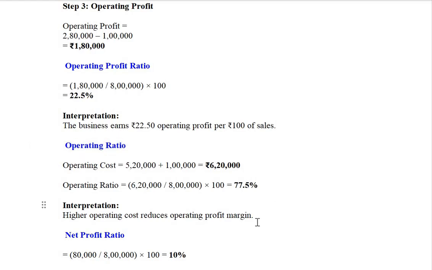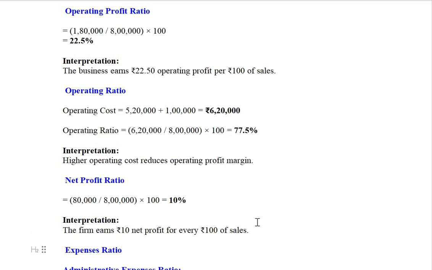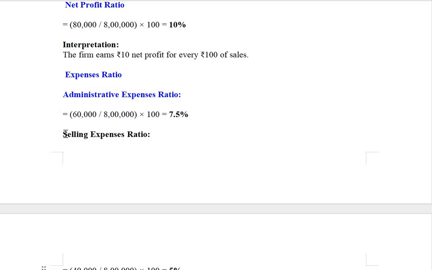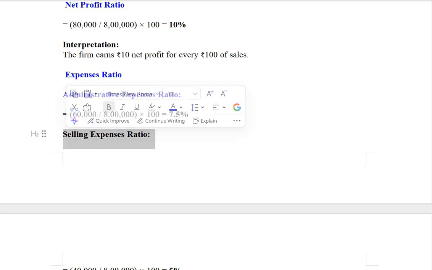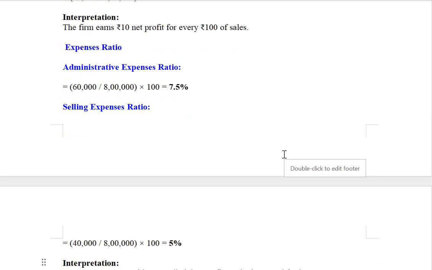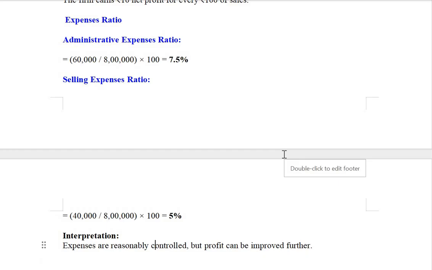The next one is the net profit ratio: net profit divided by net sales. Net profit is given directly in the question as 8 lakh, divided by net sales 8 lakh into 100, we get 10%. The next one is expense ratio. We calculate administrative expenses and selling expenses separately. Administrative expenses of 60,000 divided by net sales 8 lakh into 100 gives 7.5%. Selling expenses of 40,000 divided by net sales 8 lakh into 100 gives 5%.